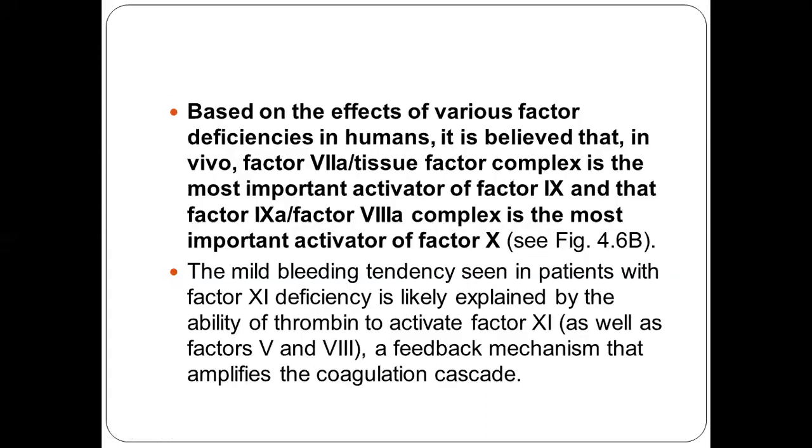Based on the effect of various factor deficiencies in humans, it is believed that in vivo, factor 7A tissue factor complex is the most important activator of factor 9, and that the factor 9A, factor 8A complex is the most important activator of factor 10. We have seen this in the previous picture. The mild bleeding tendency seen in patients with factor 11 deficiency is likely explained by the ability of thrombin to activate factor 11 as well as factors 5 and 8, a feedback mechanism that amplifies the coagulation cascade.